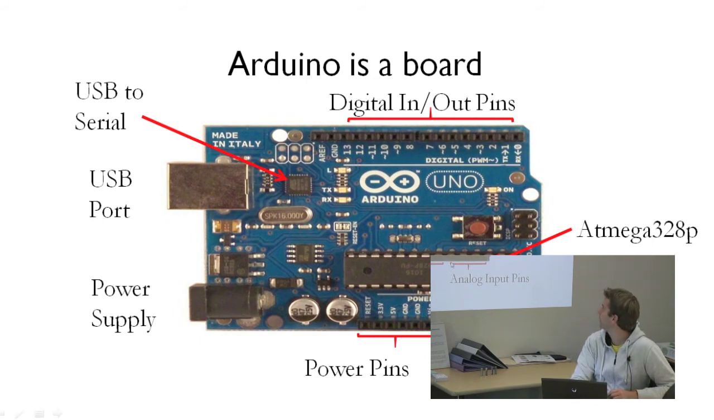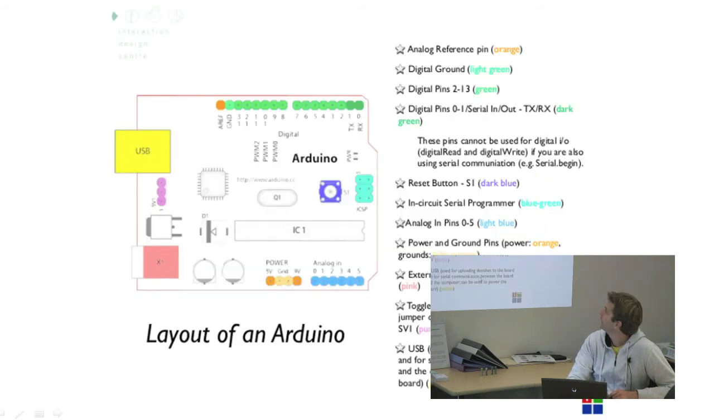And you have analog input pins as well. So yeah, it's pretty much what we just saw before. Digital pins. So some of them, which ones? These two, if you're doing serial communication, you can't use these ones. Otherwise, that's fine because they're doubled up. Reset button, digital pins, digital ground over here, analog reference pin, in-circuit serial programmer.